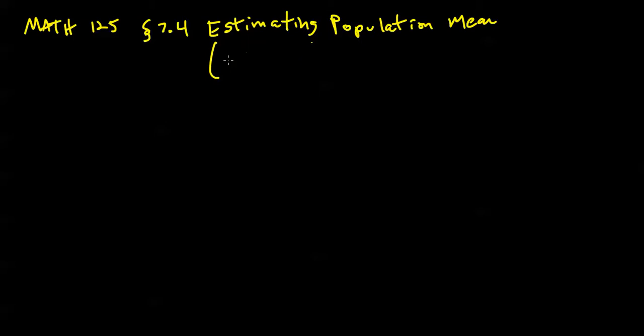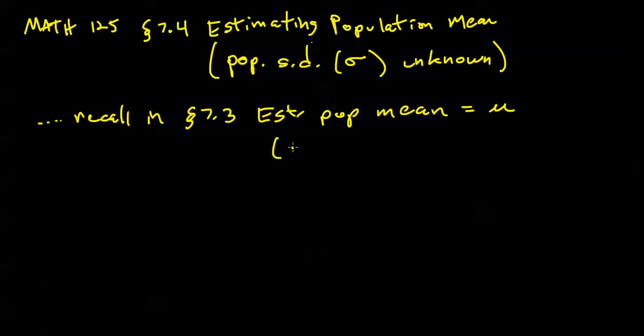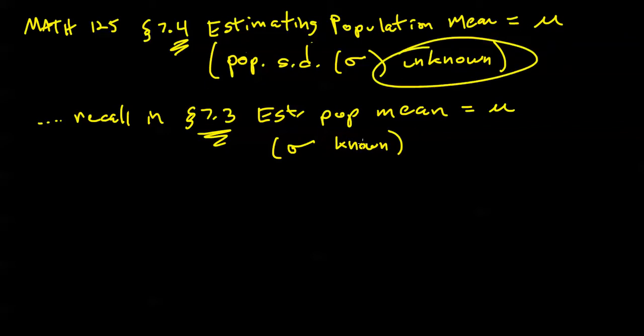In section 7.4 we are going to assume that the population SD, the population standard deviation, and remember the abbreviation for that is sigma, is unknown. Recall in 7.3 we were estimating population mean. Remember the population mean is mu, and we assumed that sigma, the population SD, was known. So in 7.3 and 7.4 we're estimating mu in both sections. The only difference is that sigma is unknown in 7.4 and sigma is known in 7.3.